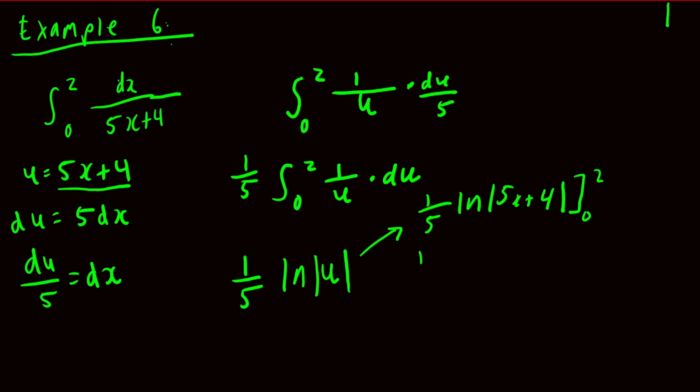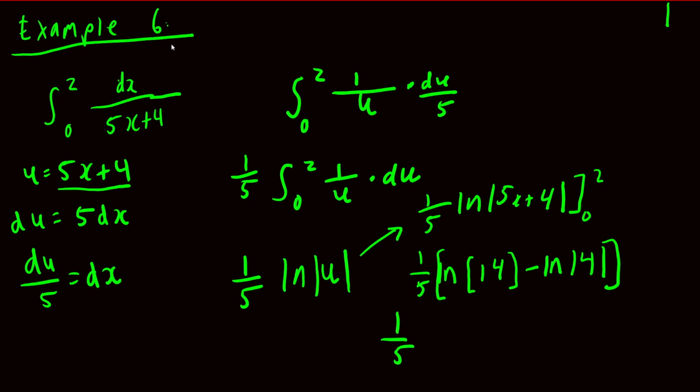So let's evaluate. This would be 1/5 ln of, put in the top, 5 times 2 is 10 plus 4 is 14, minus ln of the bottom, so 0. 0 times 5 is 0 plus 4 is 4. And boom, this is our answer. Or we can simplify it using our log rules. So it would be 1/5 ln of 14 over 4. Boom. And that's our answer. No plus C because this is a definite integral.